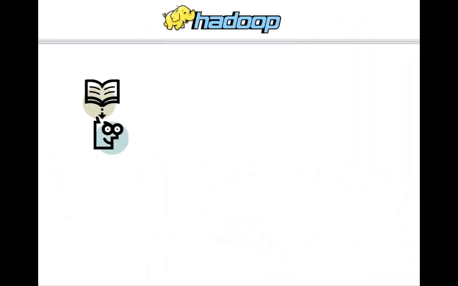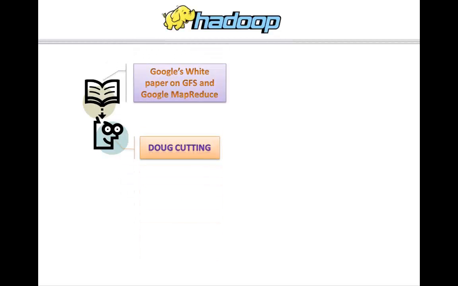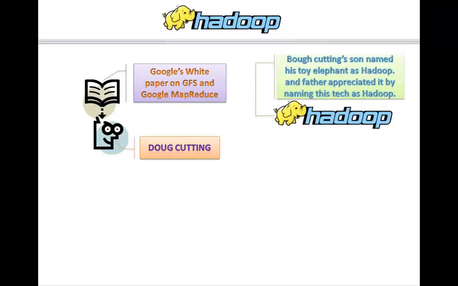Now let's come to Hadoop. Doug Cutting, the father of Hadoop, was reading a Google research paper on Google File System and Google MapReduce. He was quite inspired and developed Hadoop. One interesting thing is how it's named. Doug's son had a toy elephant which he named Hadoop, and so the good father kept the name of his new tech as Hadoop. So what's Hadoop?